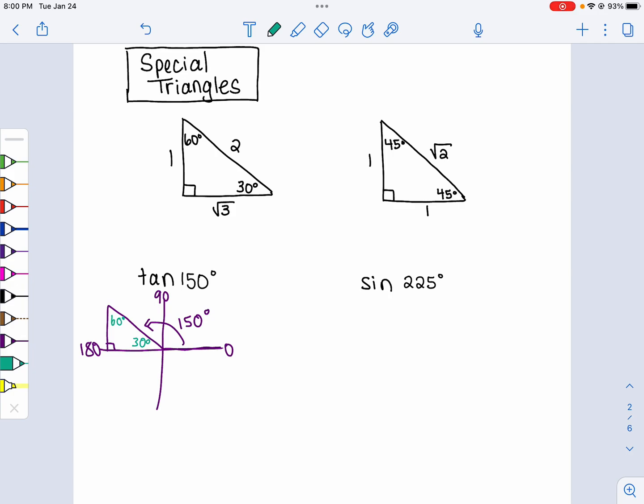So this is going to be our 30, 60, 90 triangle. And if I label it the same way I labeled this one, I would have root 3, 1, and 2.